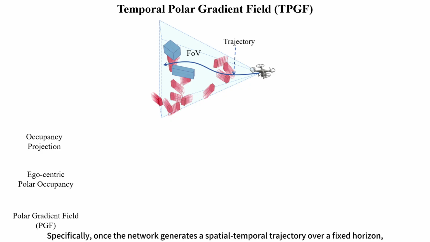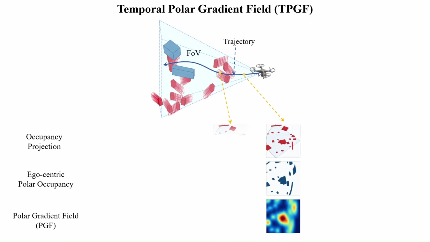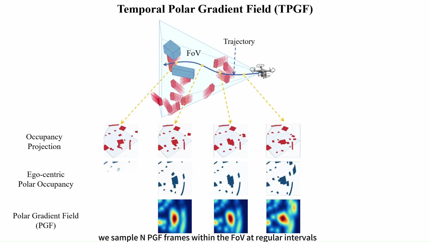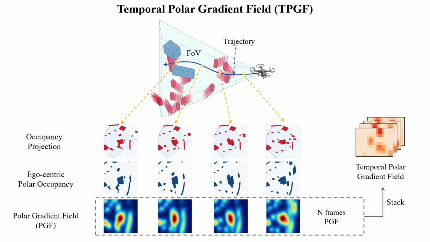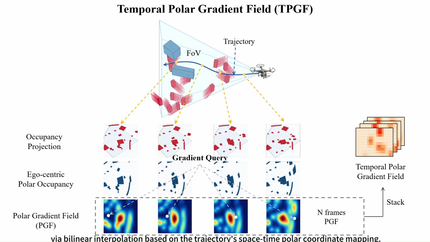Specifically, once the network generates a spatial temporal trajectory over a fixed horizon, we sample N PGF frames within the FOV at regular intervals and stack them along the temporal dimension to construct the temporal polar gradient field, TPGF. Finally, supervision gradients are queried from the TPGF via bilinear interpolation based on the trajectory's space-time polar coordinate mapping.